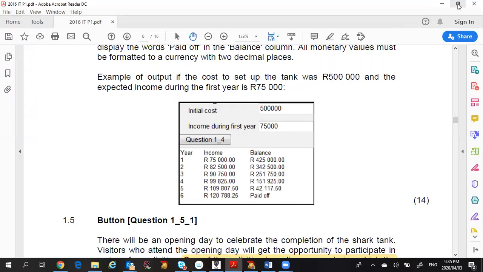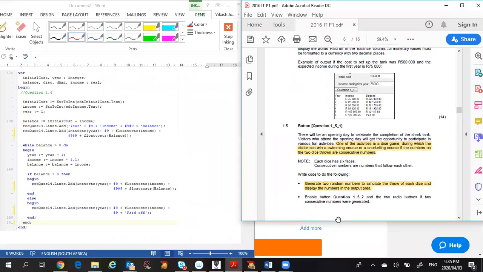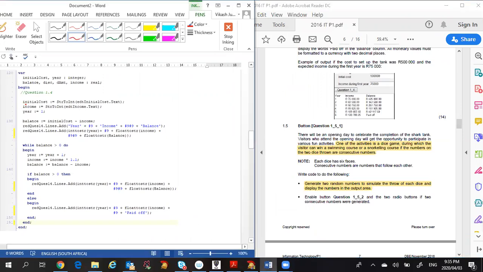So how do we go about solving something like this? We get the initial amount that was input, and the initial income that is input for year 1. We have a variable called year, which is set to 1, starting off at 1. Once you have the initial cost and the income, we can now calculate the balance by subtracting initial cost minus income. And we then display the year, income, and the balance for the first year.